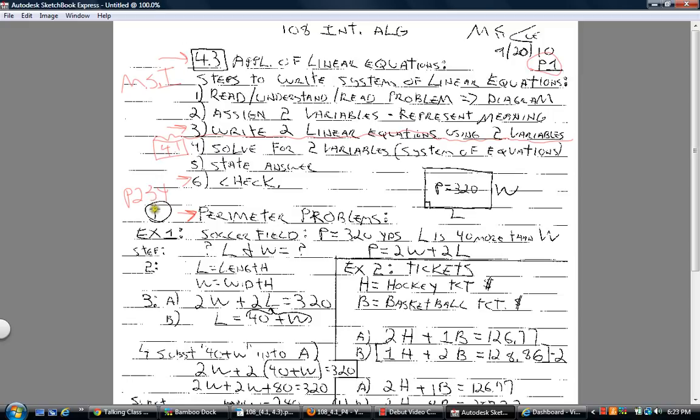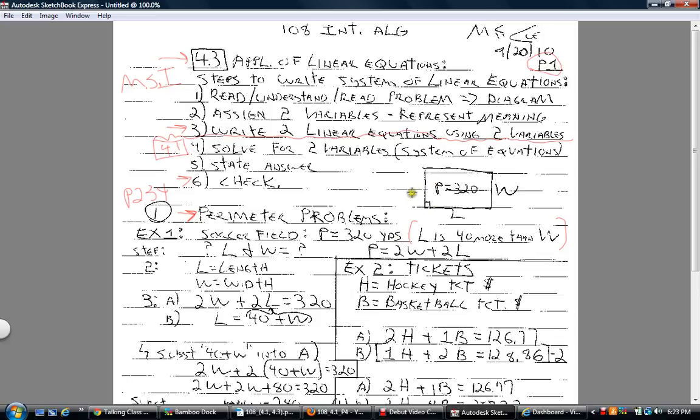One particular soccer field has a perimeter of 320 yards, and you find out that the length is 40 more than the width. Those words are written down there, and look at me use L for length and W for width. You're at a soccer game with your kids, and parents are trying to figure out the length and the width of the field. Somebody knows this fact, the length is 40 more than the width, but they cannot figure it out.